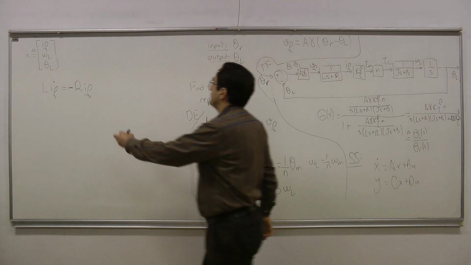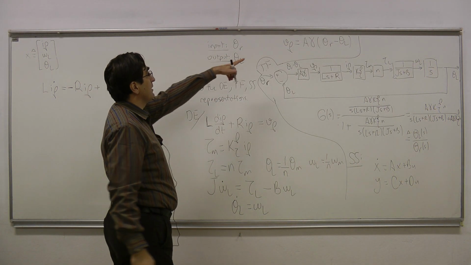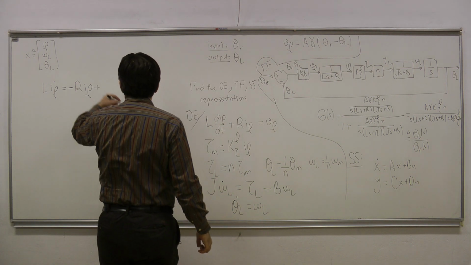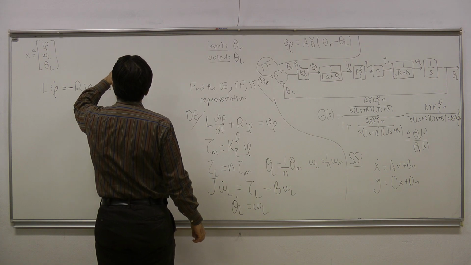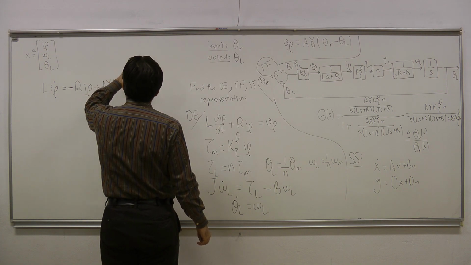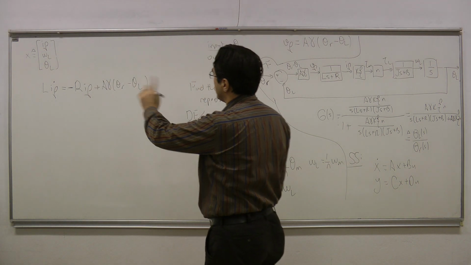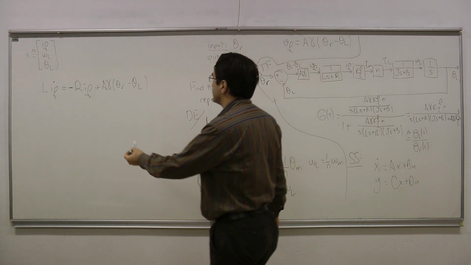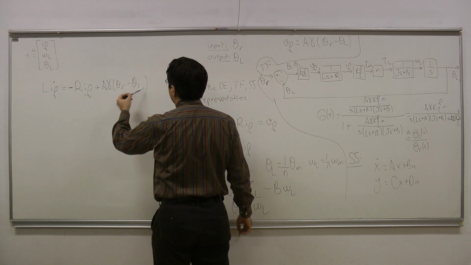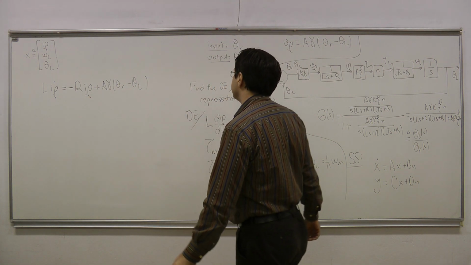So I would add here plus, instead of VF, I write the right-hand side of that equation: A gamma times theta R minus theta L. Okay? So this is going to give me my first state equation. And you see that on the right-hand side, I only have state variables or the input.